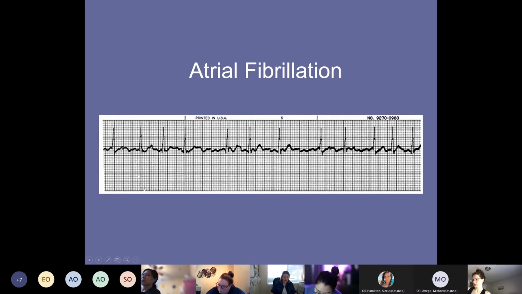Have you guys heard of AFib with RVR? Okay. If a patient has atrial fibrillation, new onset atrial fibrillation, what do we need to give them first?